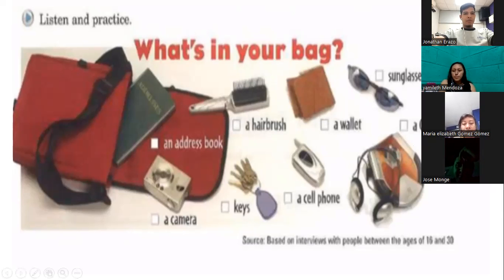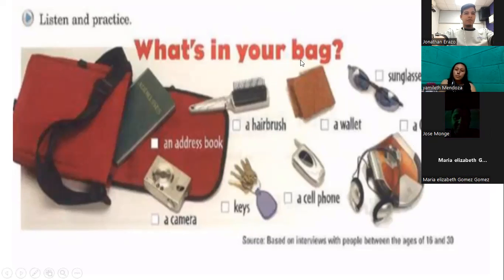Perfect. So perfect, guys. We are going to see this vocabulary, okay? So the topic for today is what's in your bag? What's in your bag? Bag means you know this one, right? Bolsón, right? A bolsa. So what's in your bag? So you see, here we have some vocabulary. Hairbrush, right? Hairbrush is, you know, the thing that we use to comb our hair, right? We have a wallet. Wallet is where we save money, right? Donde guardamos el dinero. Sunglasses, we have the sunglasses, camera, keys, and cell phone.